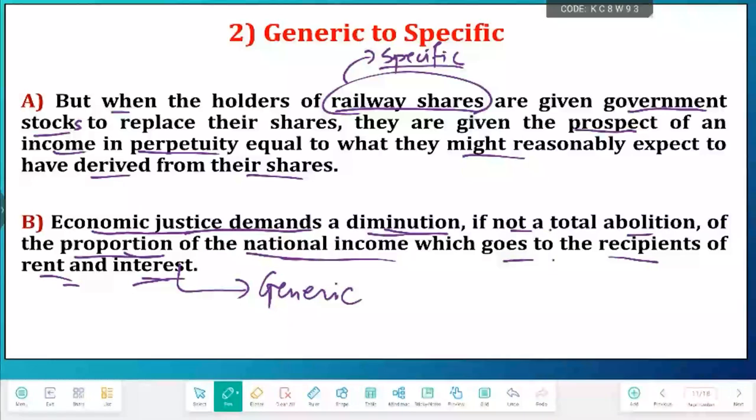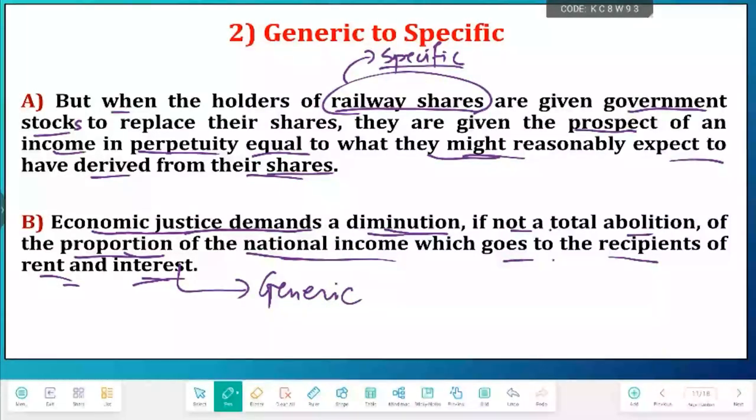So unko government stocks diya hai to replace their shares, and then they have explained that they will be earning almost the same. See, their shares are given the prospect of income in perpetuity equal. So they'll be earning almost equal to what they might have reasonably expected to have derived from their shares. Now this is more of a specific thing. So yahan par pair kaise banega aapka? AB ka banega ya BA ka banega?